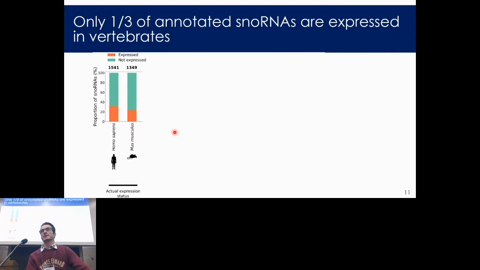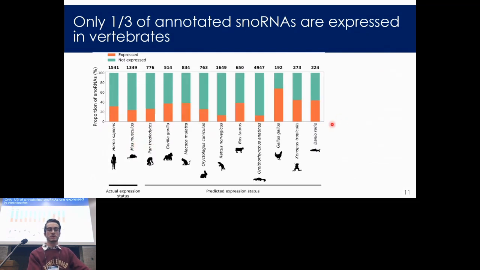So based on these results, we decided to apply more broadly our models to other vertebrates, ranging from the chimpanzee to the zebrafish. As you can see, except for the chicken here, most of the vertebrates show a conserved low proportion of expressed snoRNA, so always around 30% of expressed snoRNA.